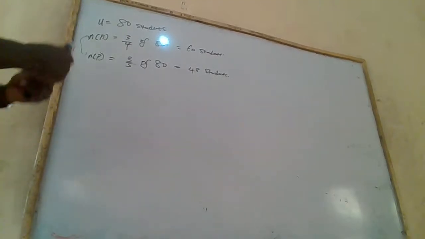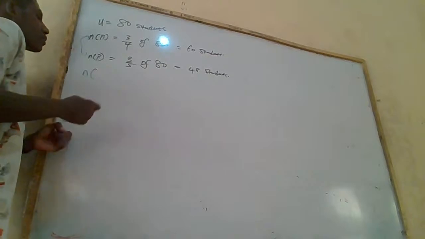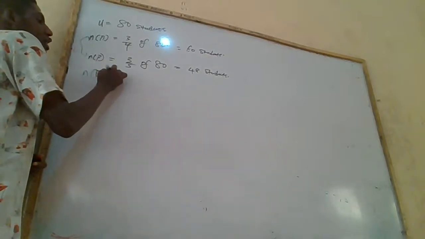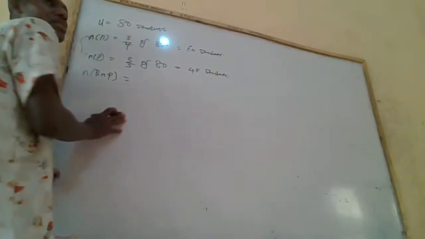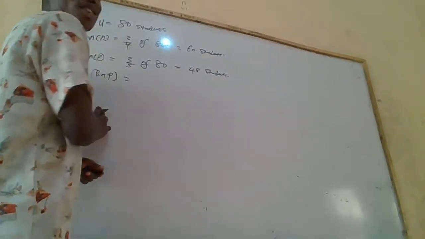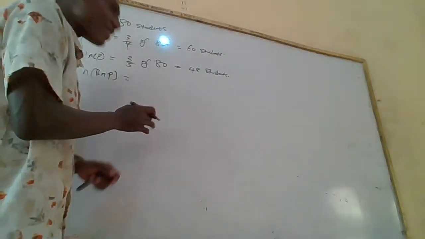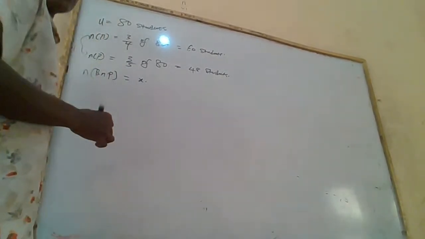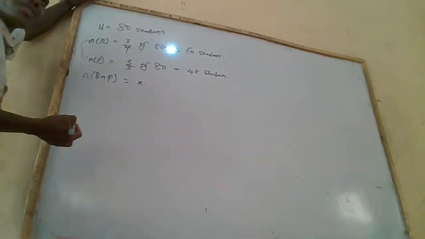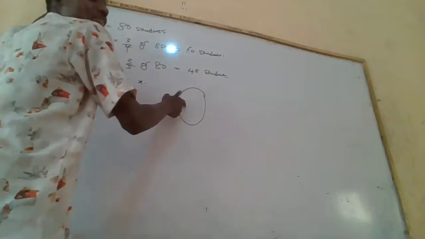So if I want to do it now, I will say n of B intersection P equals what? B and P combined, so let's say this is X. In this case, can we represent it? Okay, so we draw a circle.